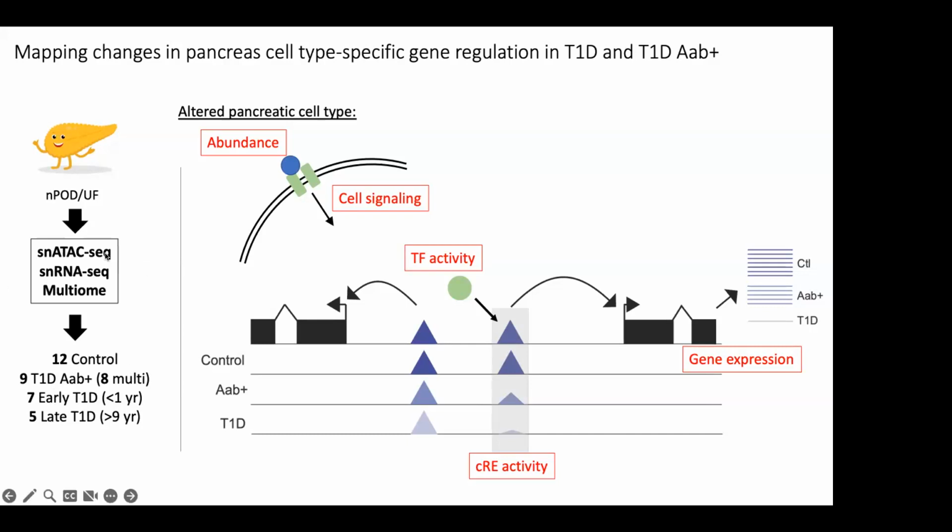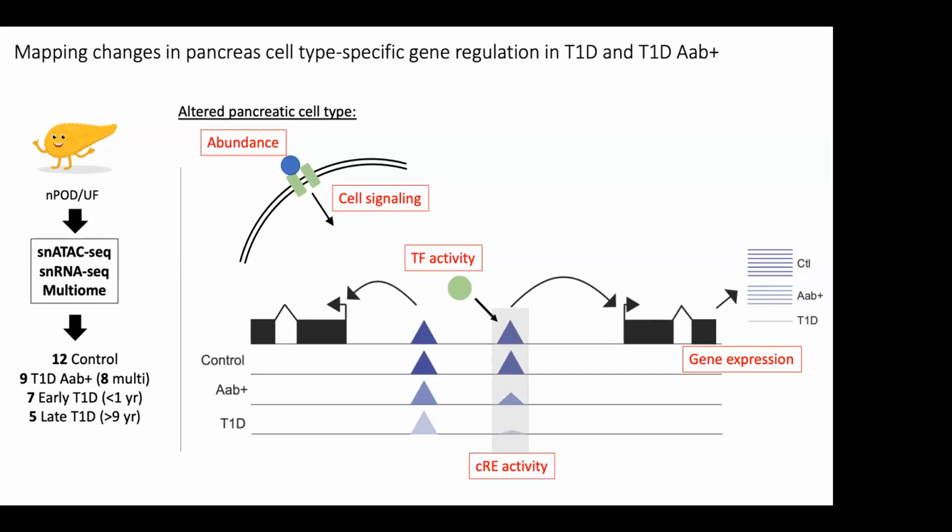And for all these samples, we performed the assays I mentioned before: single nuclear RNA-seq to measure gene expression, ATAC-seq to measure chromatin and regulatory elements, and then in a subset of samples, this paired ATAC-seq and RNA from the same cell, from only a small number of these samples. And so what we're using these data to ask is, can we find changes in pancreatic cell types in terms of their abundance, in terms of the cell signaling relationships between these cell types, activity of regulatory elements, in many cases accepting those signals, and then finally changes in gene expression level.